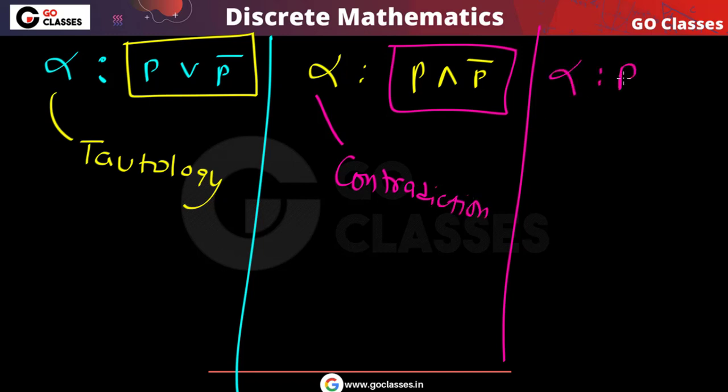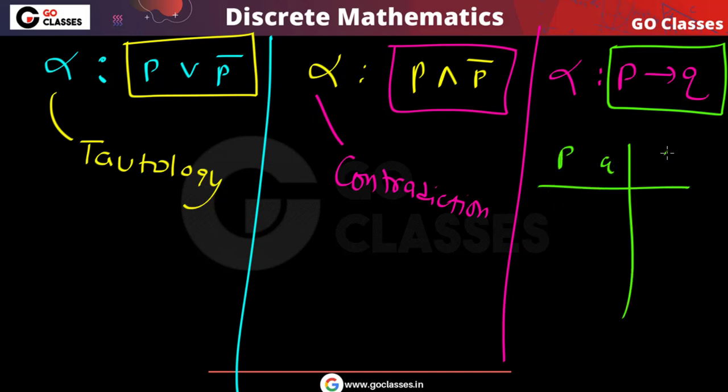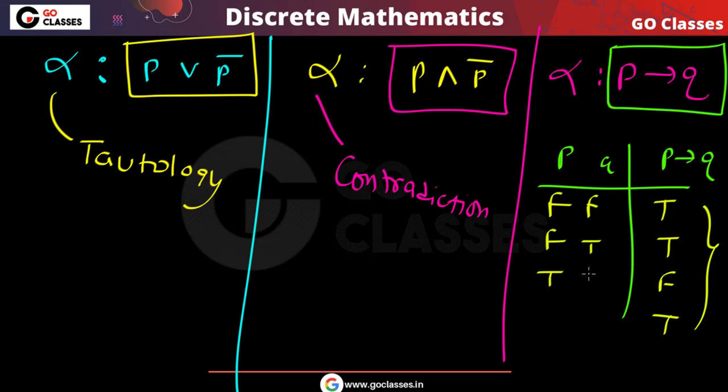And if alpha is P implies Q, where P and Q are propositional variables, then in this case you can notice alpha is a contingency. So in this situation the answer will be contingency.